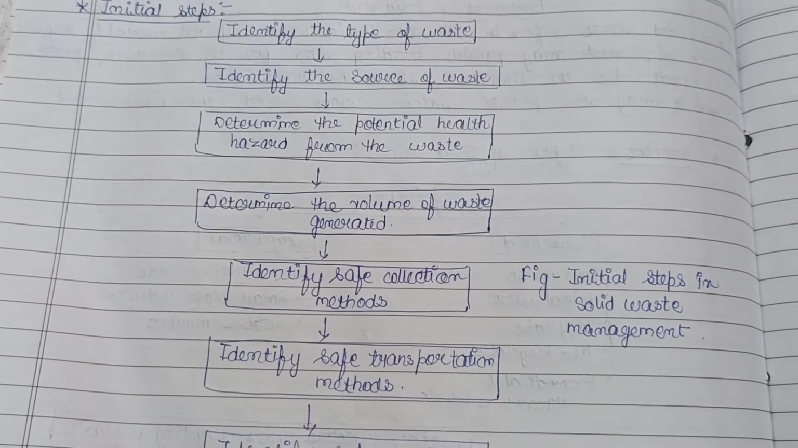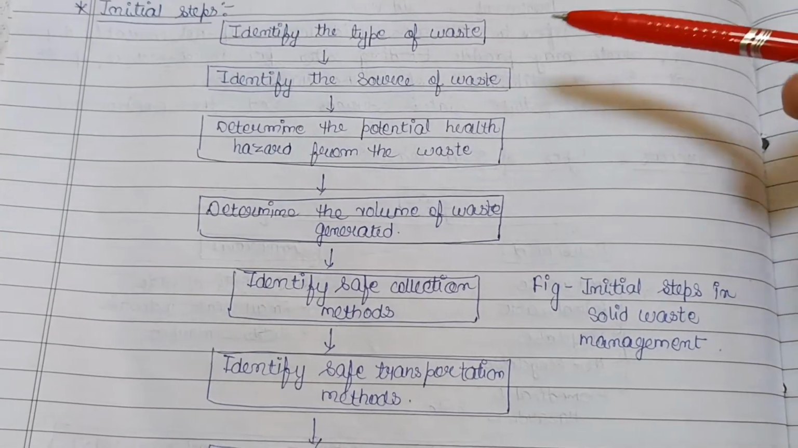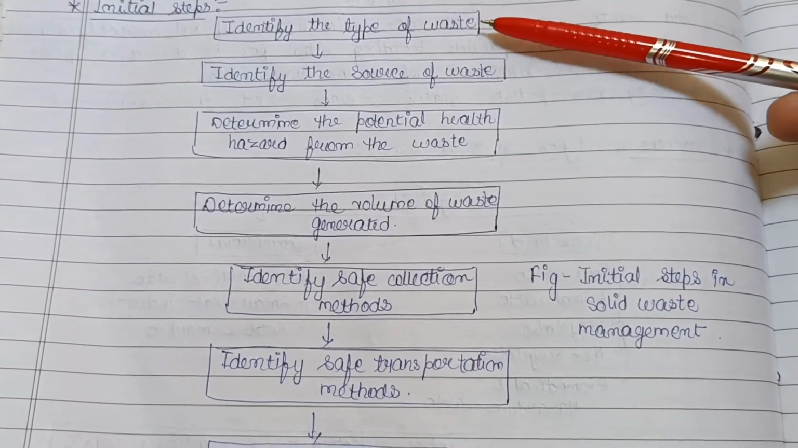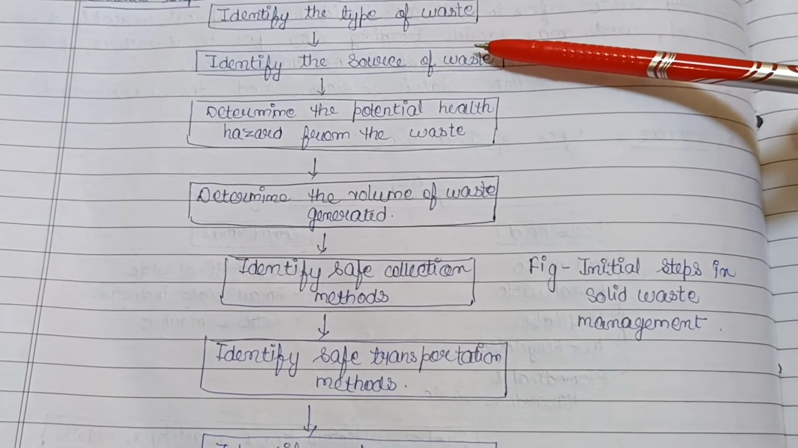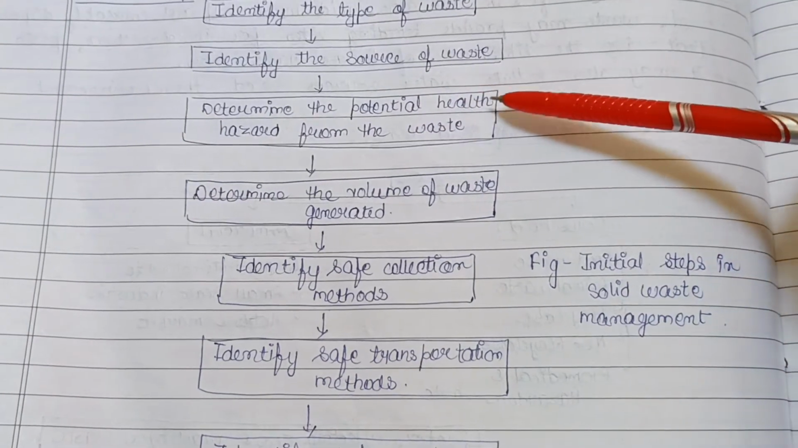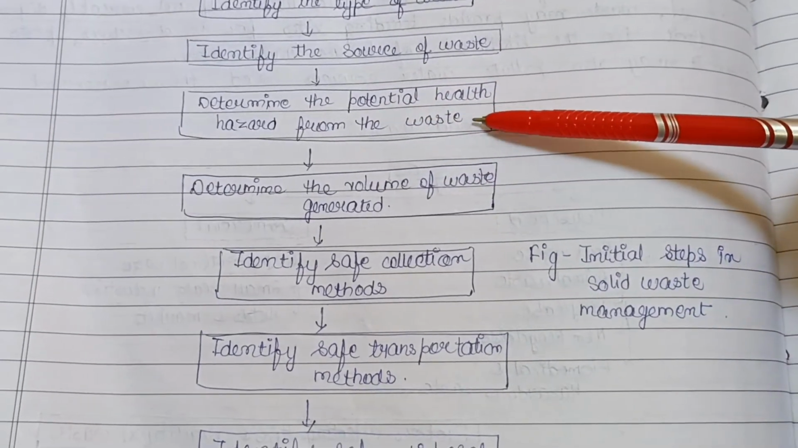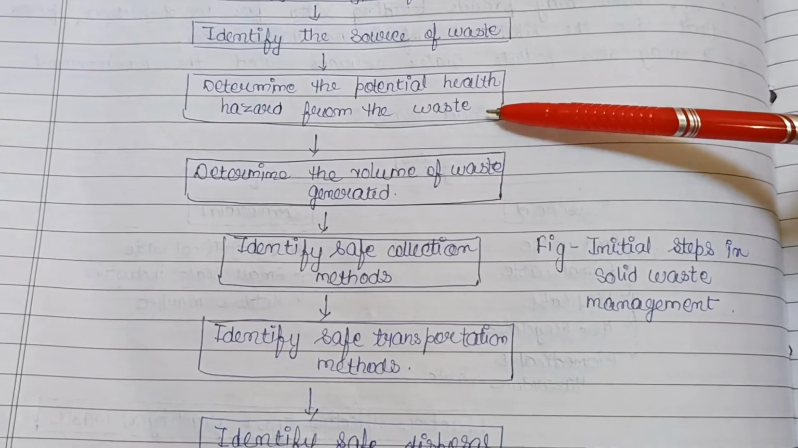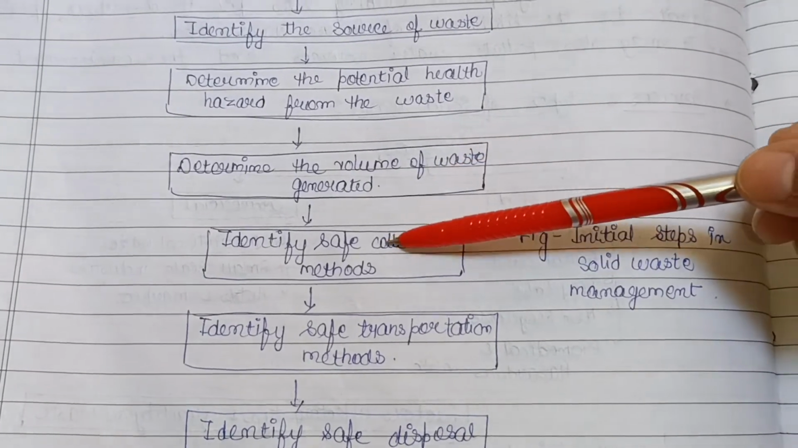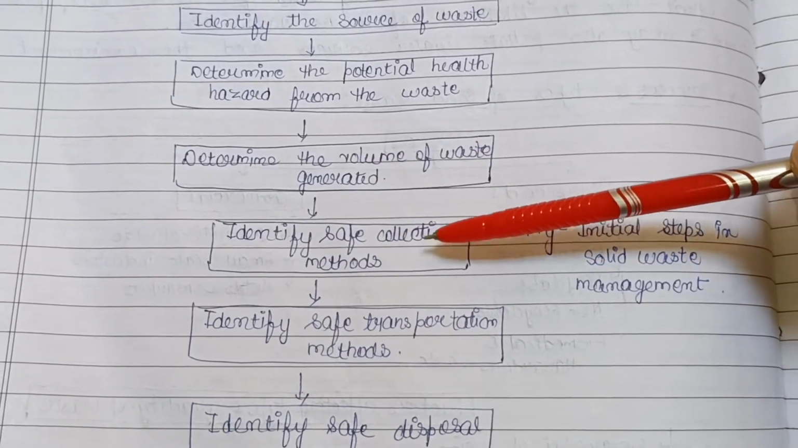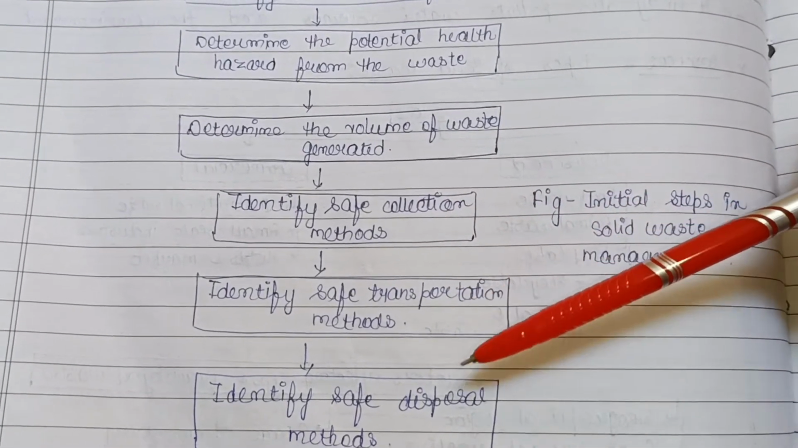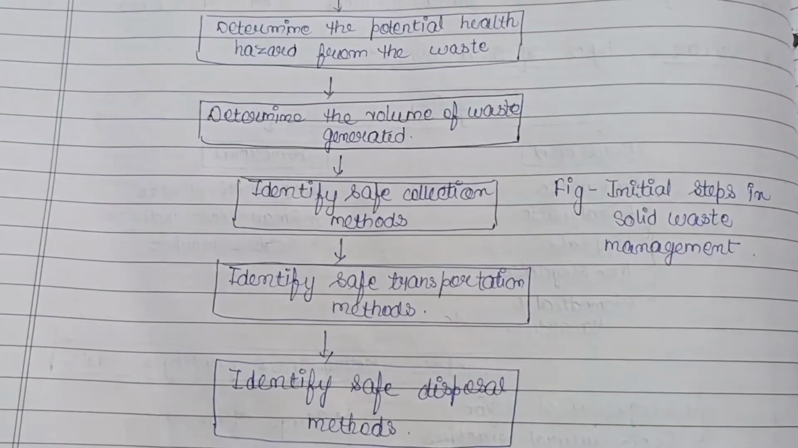So the initial steps in solid waste management: first of all, we have to identify the type of waste, whether it is degradable or non-degradable, recyclable or non-recyclable. Then identify the source of the waste, that is, from where it is generated. Then determine the potential health hazard from the waste, that is, how much health hazard a particular waste can cause. Determine the volume of the waste that is generated, the quantity generally. Identify safe collection methods, that is, we have to dispose of the waste very carefully. Identify safe transportation methods and identify safe disposal methods.